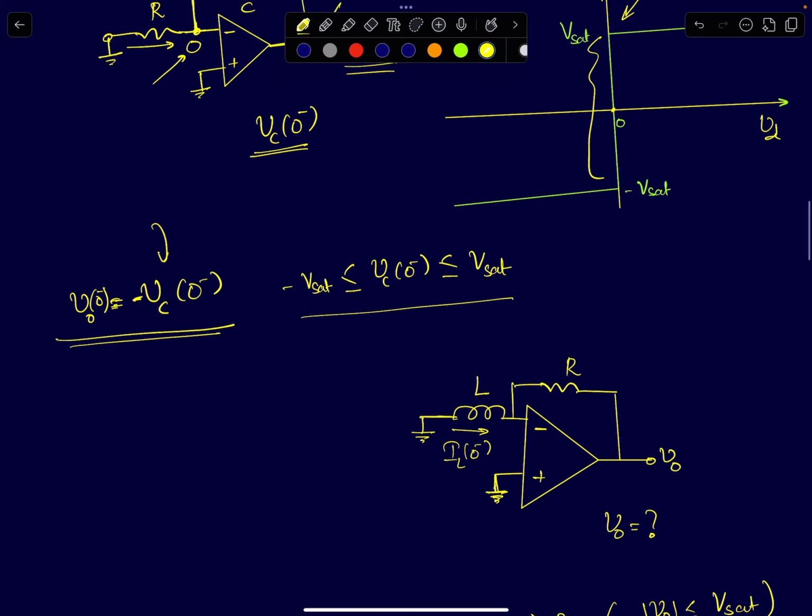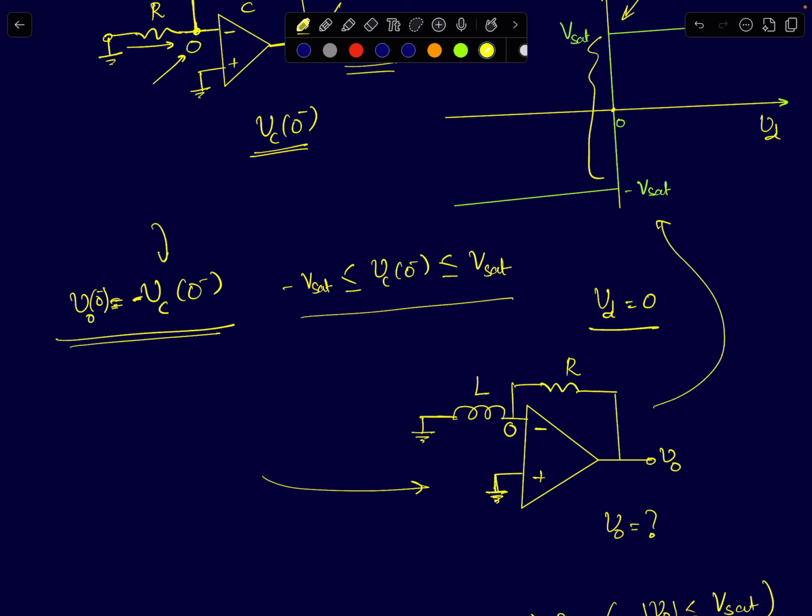Similarly, if I was given the inductor based integrator, even in this circuit, in the steady state, the inductor's voltage will be 0. It will not have any voltage across it. Then this node voltage will come to 0. Again, Vd, the differential input voltage, is 0. So if you assume an ideal op-amp model with saturating nonlinear characteristics and infinite gain, then again you can't exactly say what V naught of 0 minus or V naught of infinity is. You can't precisely say what value it will take.